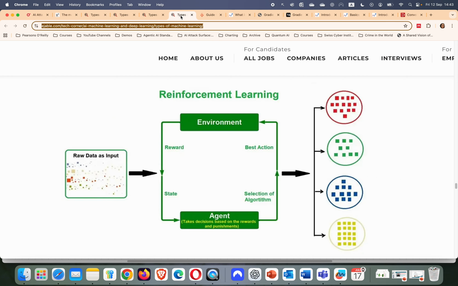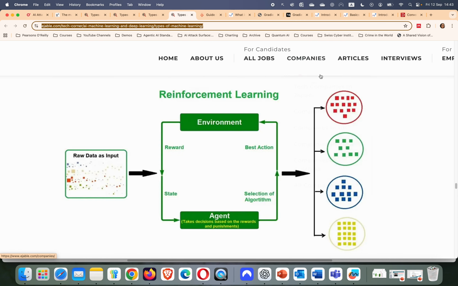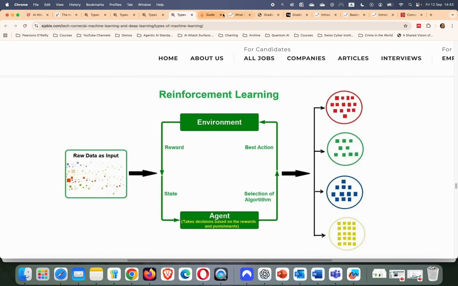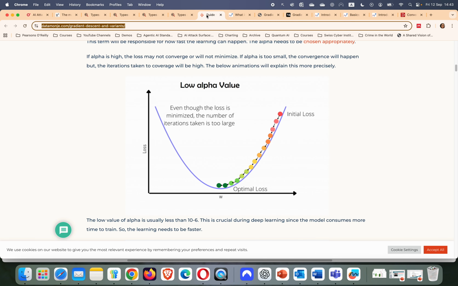And again, we have the example from reinforcement learning, when raw data is fed into the agent. This is the agent, and the agent learns from selecting the algorithm, then determining the best action. If it's performing well, it gets the reward, the state, and then repeats the whole process again. The final result is the same, that you have a whole list of data outputs.